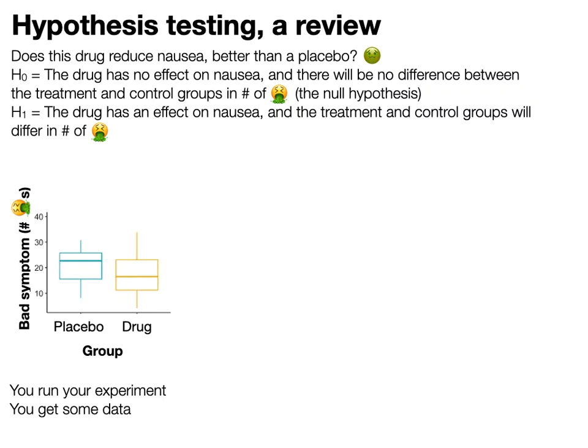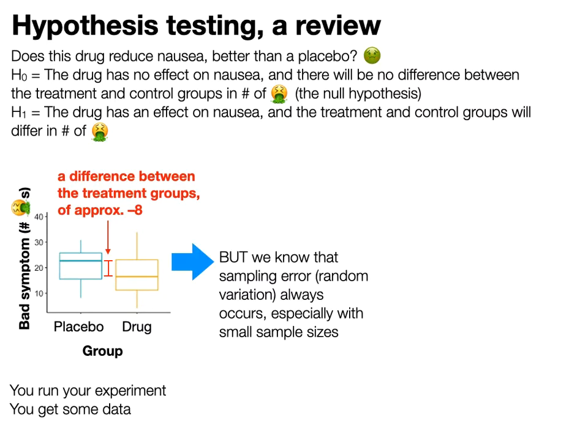But we know that random chance events occur, and we know that just sometimes, because of sampling variation, we might get differences between these two groups that are just due to chance. So the question is, is this difference real, or is it consistent with sampling error? In our hypothetical example, suppose we had a difference between our treatment groups of approximately 8 vomiting events. So on average, the people who got our new drug had 8 fewer bad times.